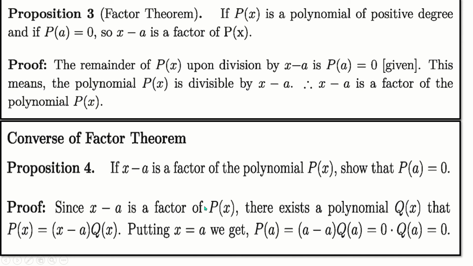Proof: since x minus a is a factor of p of x, there exists a polynomial q of x such that p of x is equal to x minus a into q of x. Putting x equal to a, p of a is equal to a minus a into q of a, which is equal to 0 into q of a, which is equal to 0. So the proof is complete. Clear, everyone?